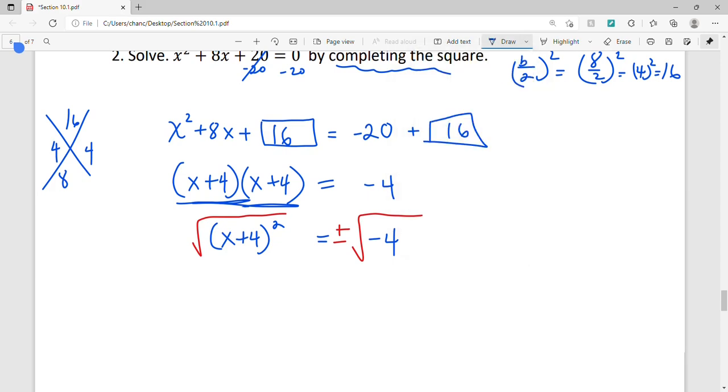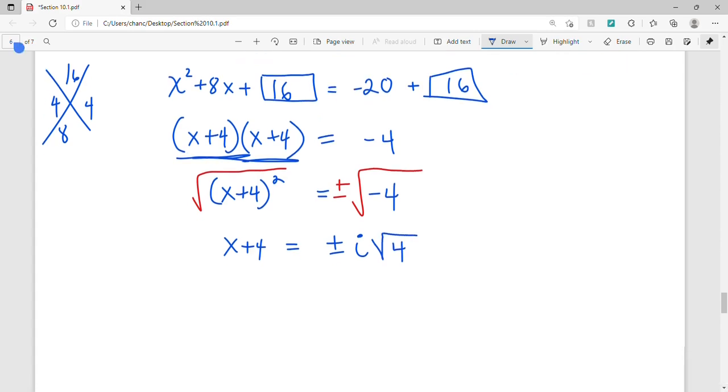And so that leaves us with x plus 4 on the left equals plus or minus. Well, we have that negative in the radical, so let's pull out the i, leaving me with the square root of 4. We can simplify the right. The square root of 4 is 2, so this is plus or minus 2i. And now we could solve for x.